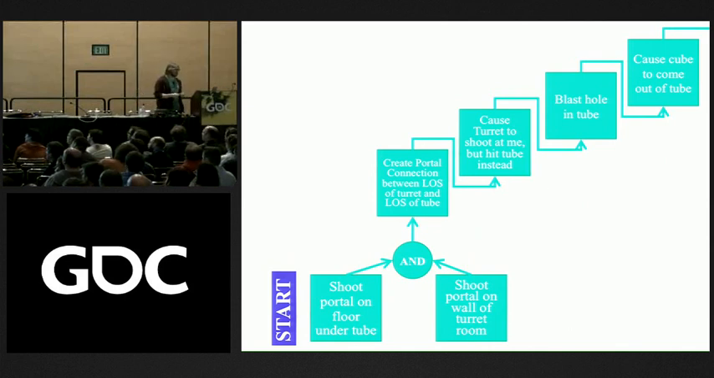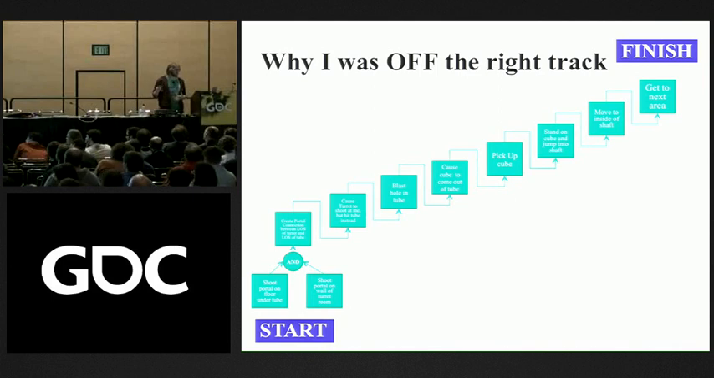In order to blast a hole in it, you have to get that turret to shoot at you, but hit the tube. And specifically how you do that is you make a portal connection between the line of sight of the turret and the line of sight of the tube, i.e. you make it the case that the turret can see the cube, and then you get it to shoot at you. And to do that last step, you can put ands and ors in puzzle structures. You have to set up these two portals, one near the cube, one on the floor, right? So that's the whole structure.